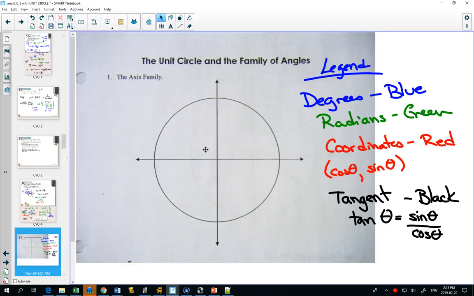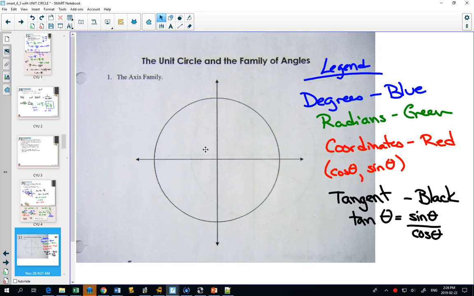In grade 11, you memorized some angles and what sine, cos, and tan were for certain special angles. You might remember tan of 45 degrees was equal to 1. You might have forgotten that. That's okay. We're going to rememorize them and add things to it as well, and it becomes a little bit easier when we connect it to the unit circle.